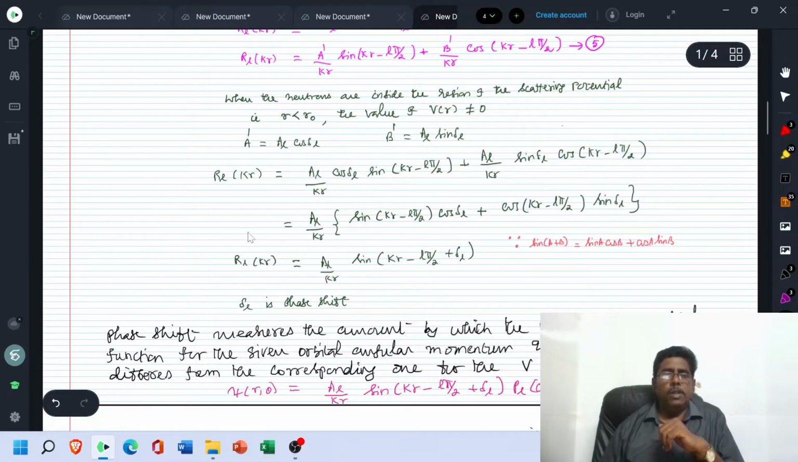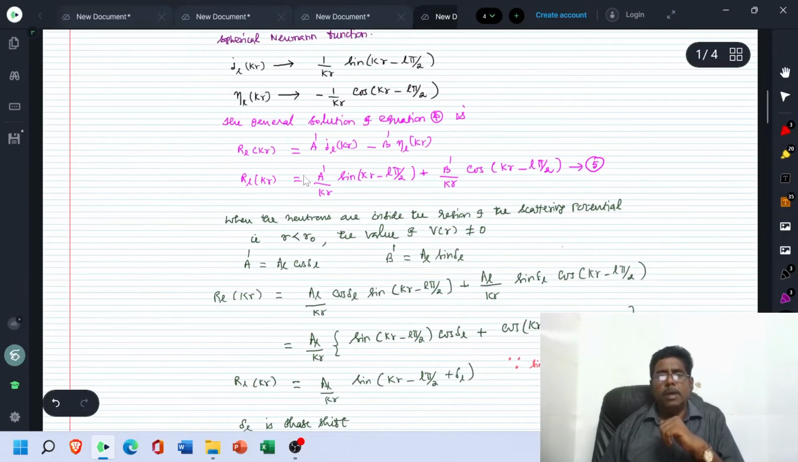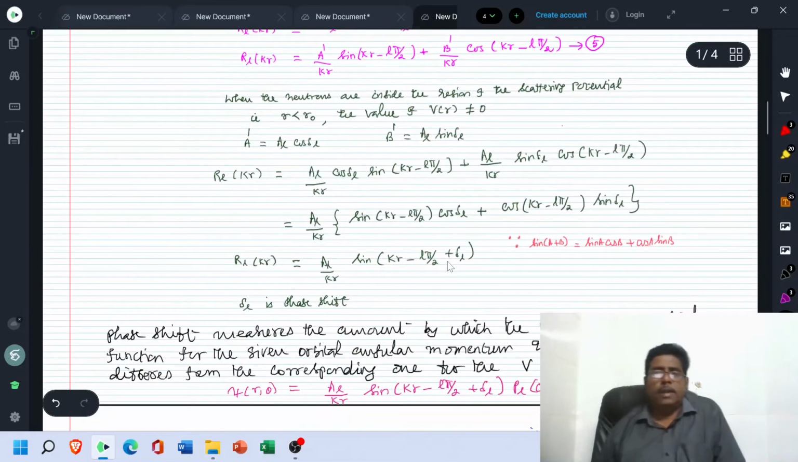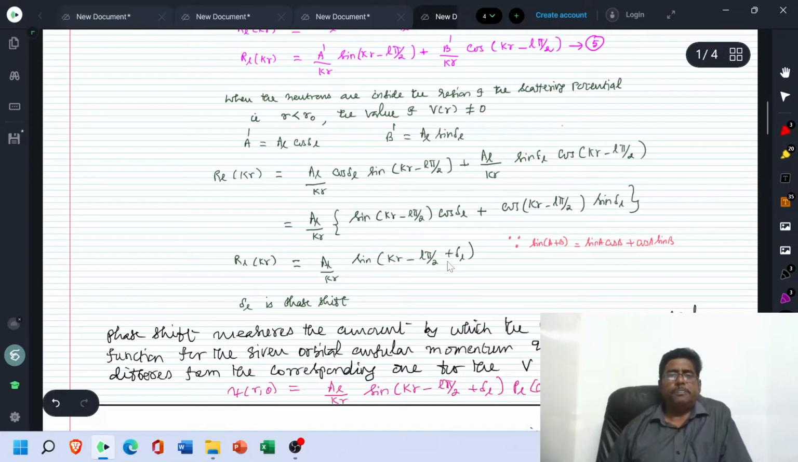To find the value of RL of kr in this case, replace A dash by AL cos delta L and B dash by AL sin delta L. See here, a sin term is already present here, therefore A dash is expressed in terms of AL cos delta L. Here a cos term is available, therefore B dash equal to AL sin delta L. Here delta L is the phase shift.